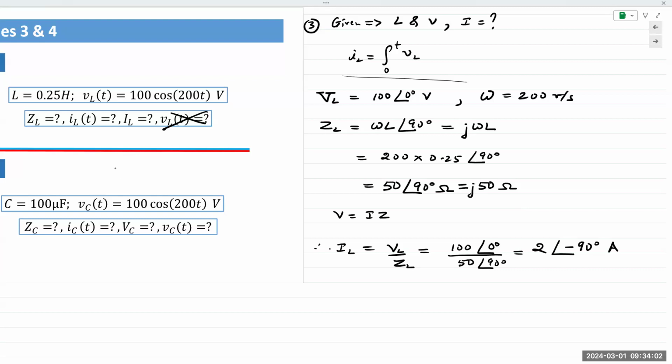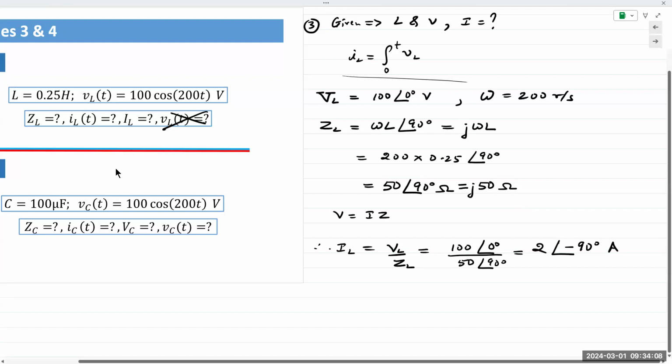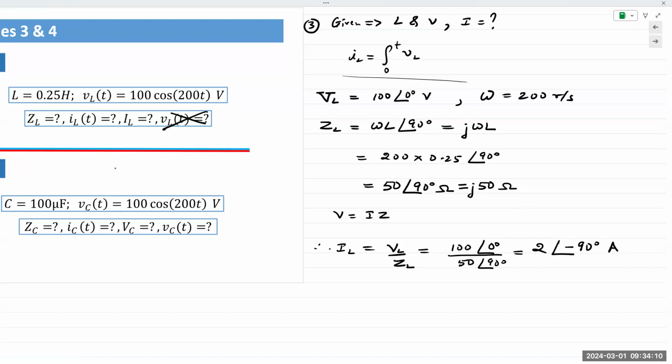There's one more step remaining because the final answer is asked of us as a function of time. So we perform an inverse phasor transform. We take the magnitude 2 cos of omega t, which is 200t, minus 90 degrees amps. Okay, that's your final answer.